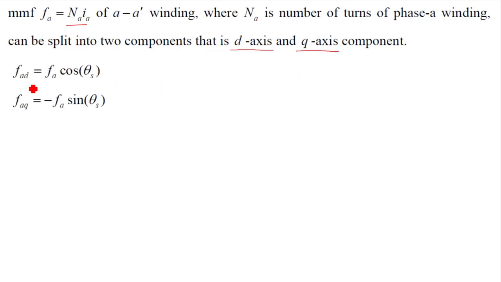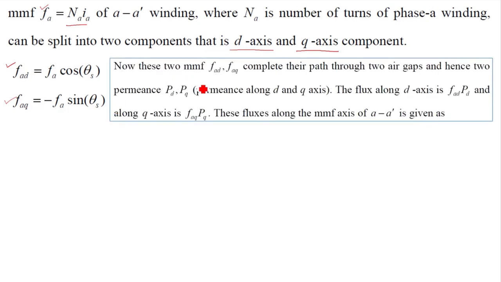And if I write the d-axis component of FA, I can write it as FAD equal to FA cos theta s, because your d-axis is away from the phase A MMF axis by theta s. So theta m is the mechanical angle, and because it is a two pole machine, theta s will be equal to theta m, because theta s is equal to P by 2 times theta m. Here P is equal to 2, because we have considered a two pole machine, so it will be equal to theta m, right? So theta s is equal to theta m. I can write theta s instead of theta m. Okay, similarly your FAQ, that is the q axis component, I can write as FA cos of theta s plus 90 degrees, which is nothing but equal to minus FA sine of theta s.